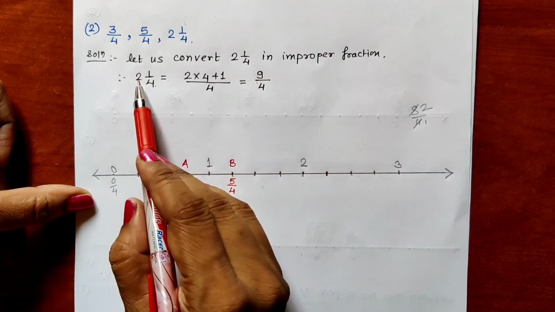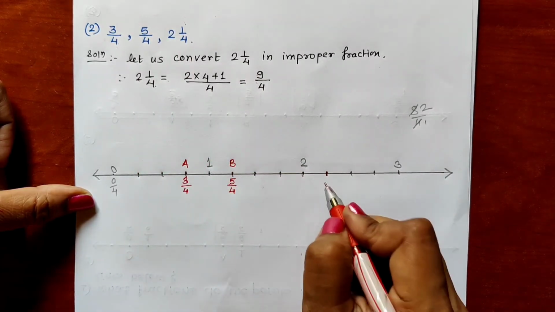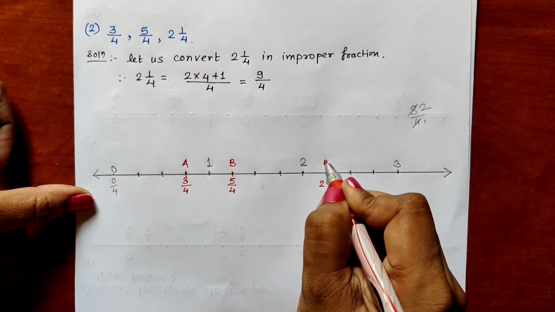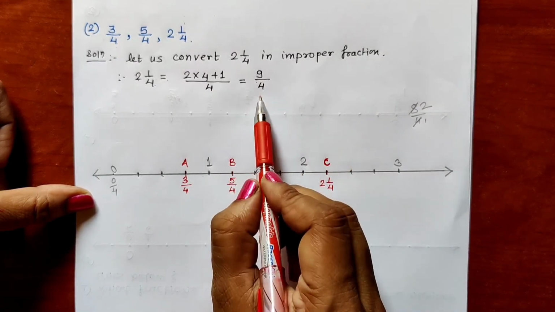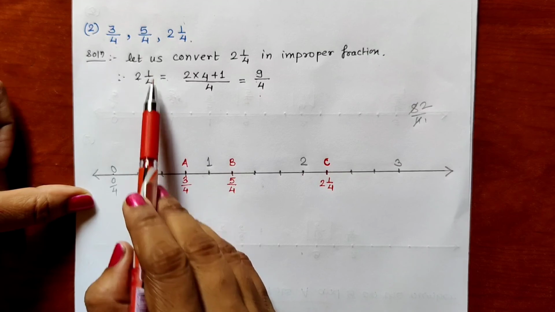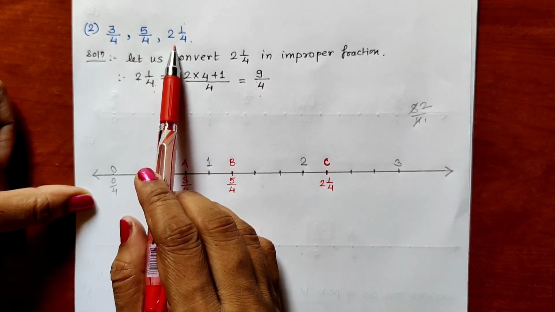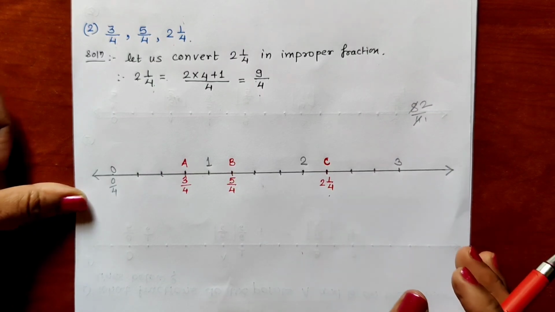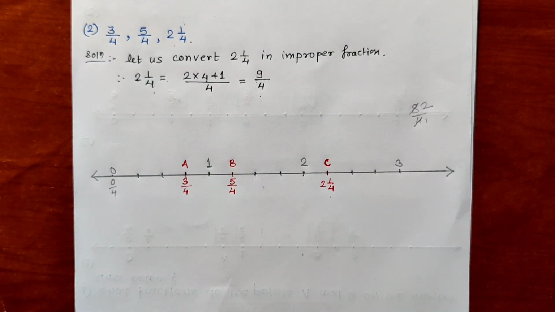And 9 upon 4 means 2 integer 1 upon 4. So I will write 2 integer 1 upon 4 and C. We should not write 9 upon 4. We will write 2 integer 1 upon 4 because in the question, which number is there? 2 integer 1 upon 4. So write 2 integer 1 upon 4. In this way you can complete these number line questions.